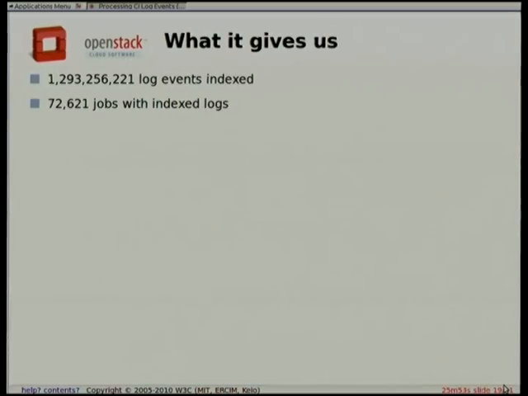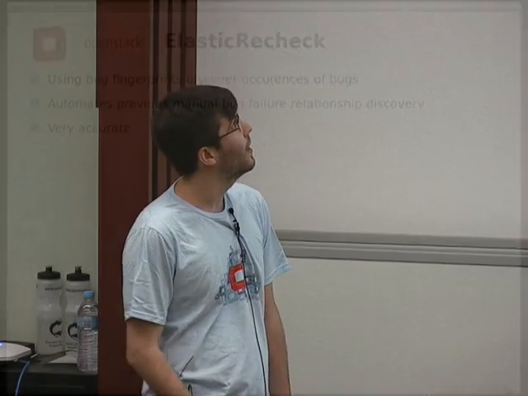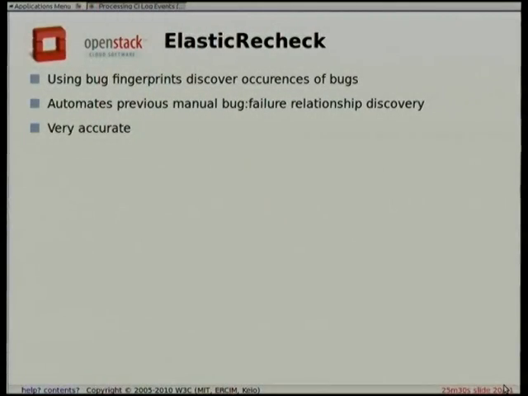So what has this given us? Those are numbers from yesterday around lunch. 1.2-ish, 1.3 billion log events were indexed at that time from 72,000 jobs. And they're all queryable through a public REST API or through the Kibana web UI, which is great, because it means people can build tools like Elastic Recheck. So Elastic Recheck is a tool that Joe Gordon, Matt Treinish, and Sean Dague have put together that listens to job failure reports. And when jobs fail, it says, hey, let's go find out why that happened.